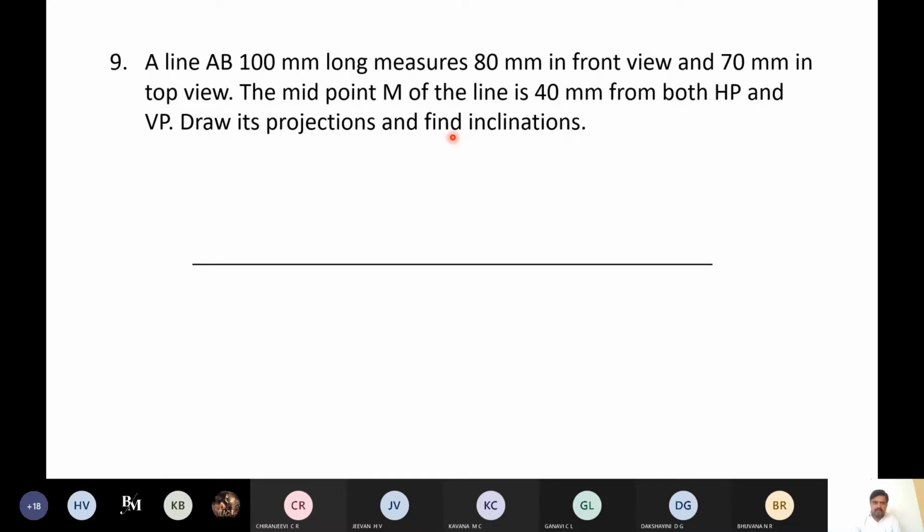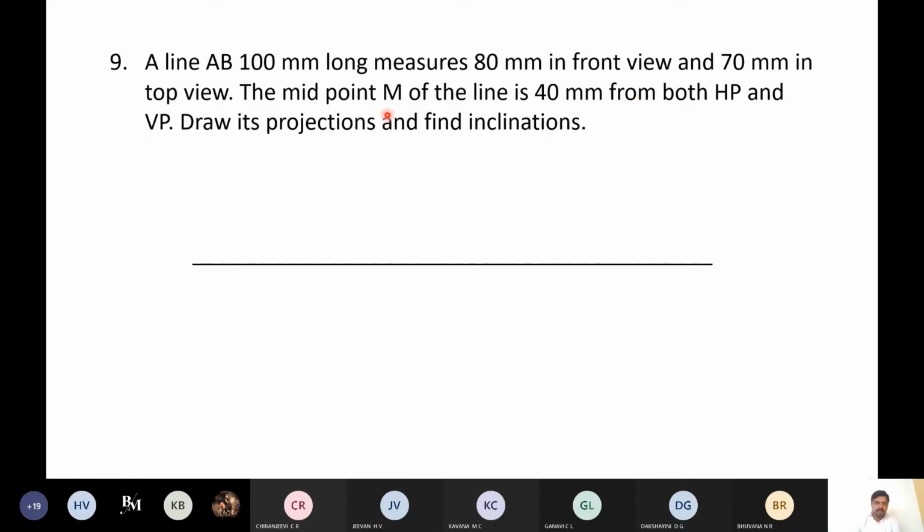Here there is a difference between the previous problems and this problem. In the previous problems we had details regarding the location of point A and B. In some cases the location of only point A, in some cases both A and B is known in the problem statement itself. But in this problem, instead of AB, they are referring to a midpoint. The midpoint M of the line is 40 mm from both HP and VP.